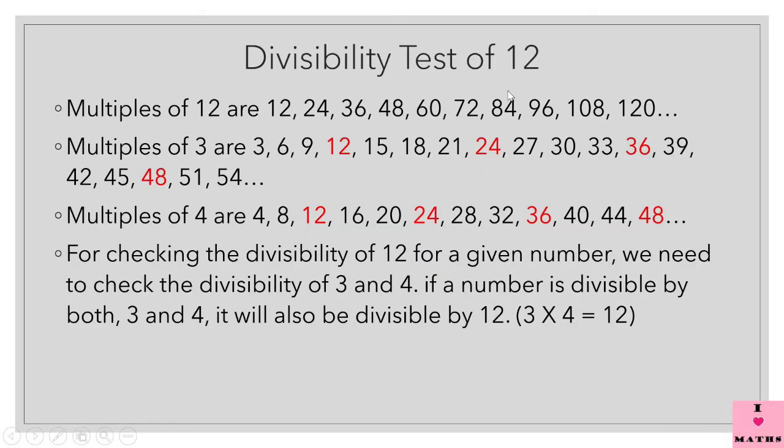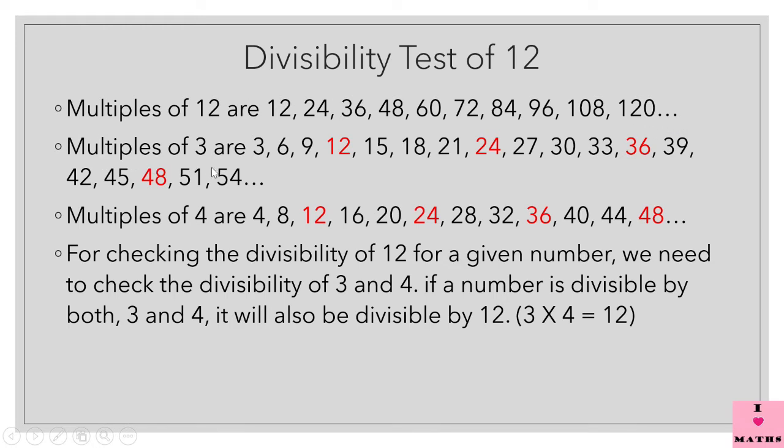Divisibility test of 12. Multiples of 12 are 12, 12 2s are 24, 12 3s are 36, 12 4s are 48, 12 5s are 60, 12 6s are 72, 12 7s are 84, 12 8s are 96, 12 9s are 108, 12 10s are 120, and so on.